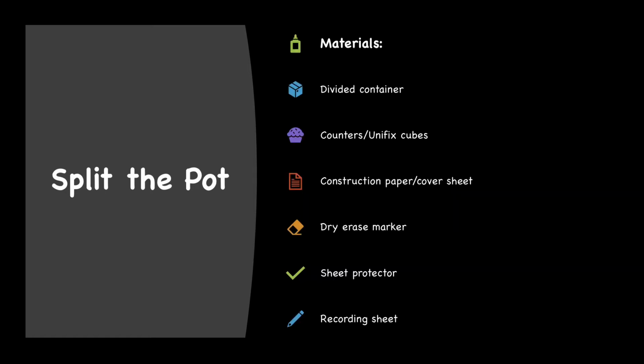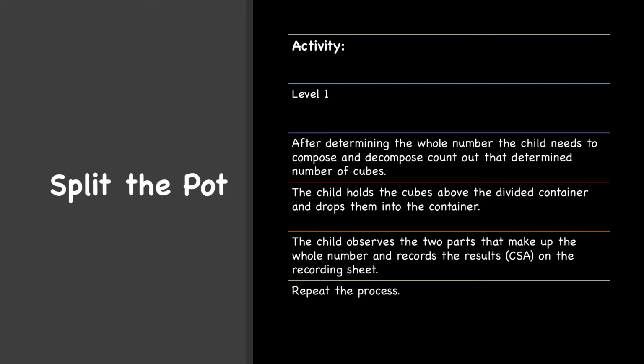In order to play Split the Pot, you will need the following materials: a divided container, counters or Unifix cubes, construction paper or a cover sheet, dry erase marker, sheet protector, and recording sheet. Split the Pot works best if the range of numbers is between 1 and 10.